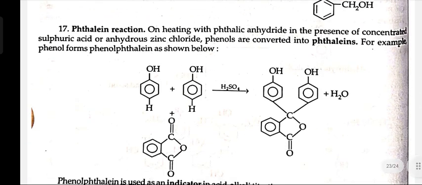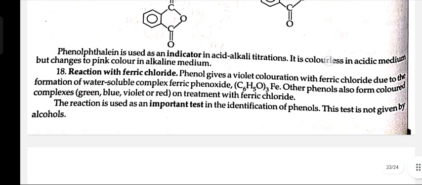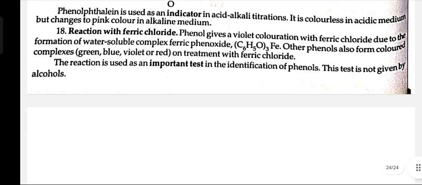Next reaction is the phthalein reaction. On heating with phthalic anhydride in the presence of concentrated sulfuric acid or anhydrous zinc chloride, phenols are converted to phthaleins. For example, phenol forms phenolphthalein as shown below. Phenolphthalein is used as an indicator in acid-alkali titration. It is colorless in acidic medium but changes to pink color in alkaline medium.